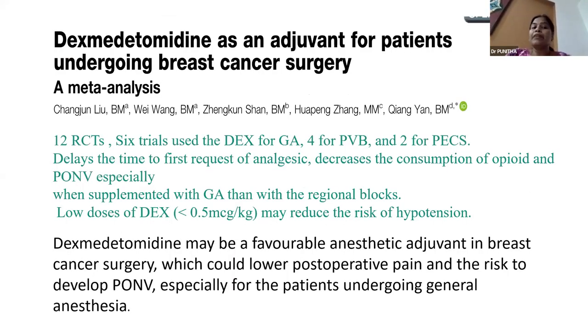Looking into the effect of dexmedetomidine when used as an adjuvant for patients undergoing breast cancer surgery, there is a meta-analysis which included 12 RCTs, where dexmedetomidine was given parenterally along with GA in 6 trials, 4 in the paravertebral block and 2 in the PECS block. It delays the time of first rescue analgesic. It decreases the consumption of opioid and also postoperative nausea or vomiting, especially when supplemented with GA rather than in the regional blocks. And when used in a dose less than 0.5 microgram per kg, it also reduces the risk of hypotension. Next slide.